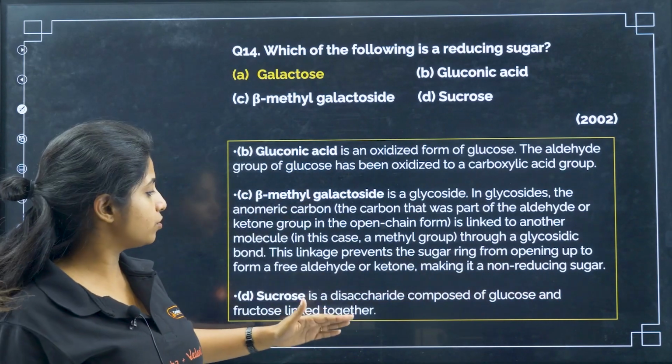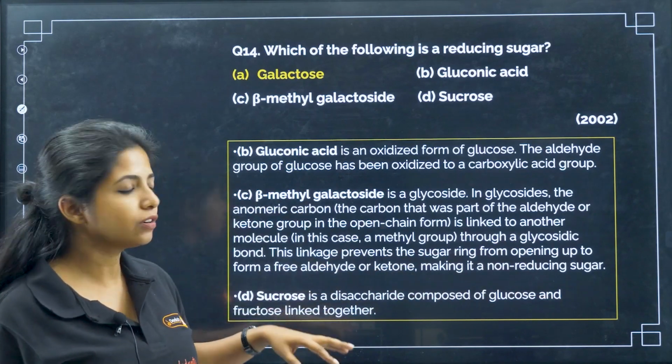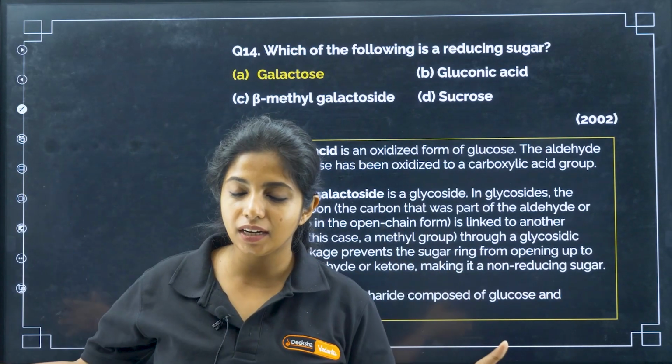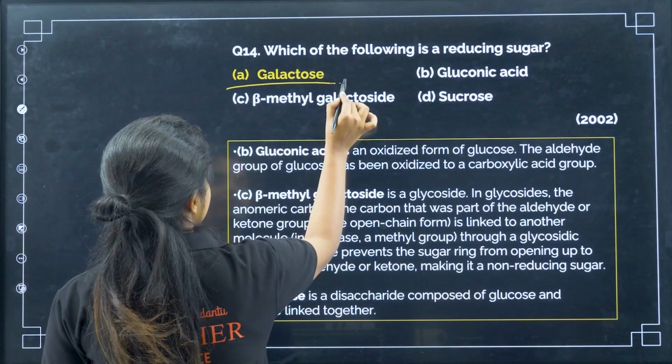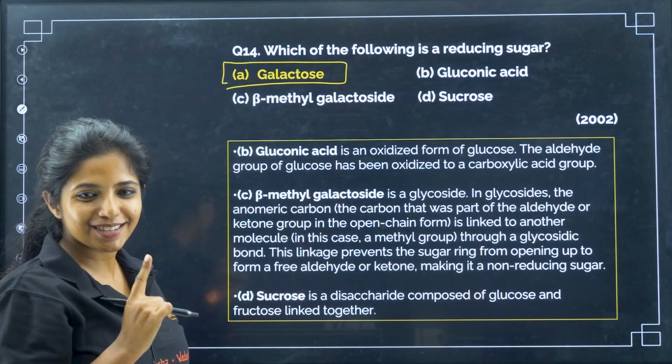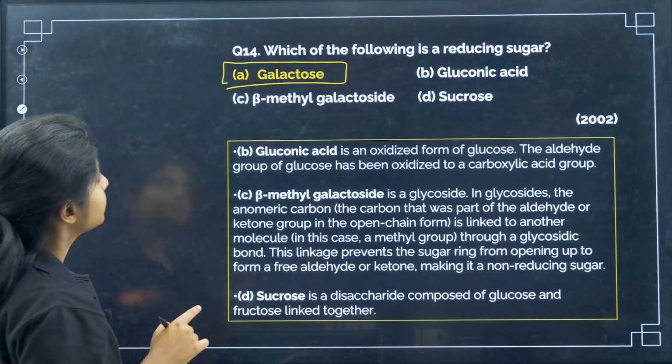Same thing goes for sucrose. Sucrose is a disaccharide composed of glucose and fructose linked together, so you do not have a free end right there, making it a reducing sugar. So your only answer is galactose, because it is what? Just a single unit of sugar which is up there.